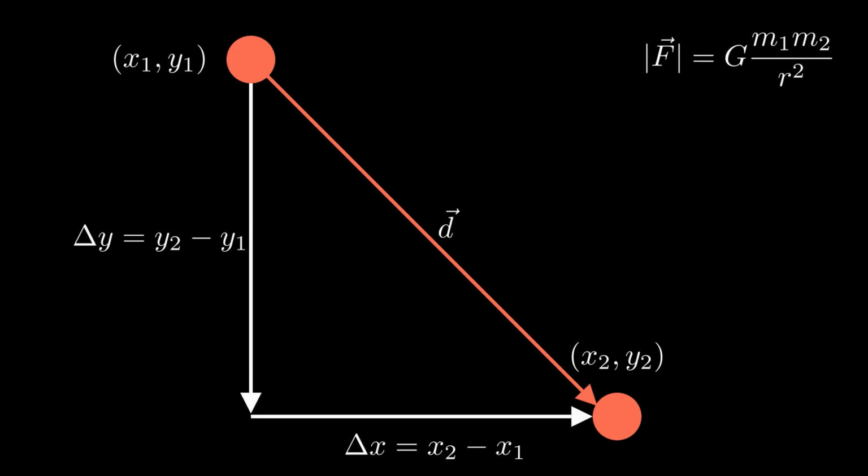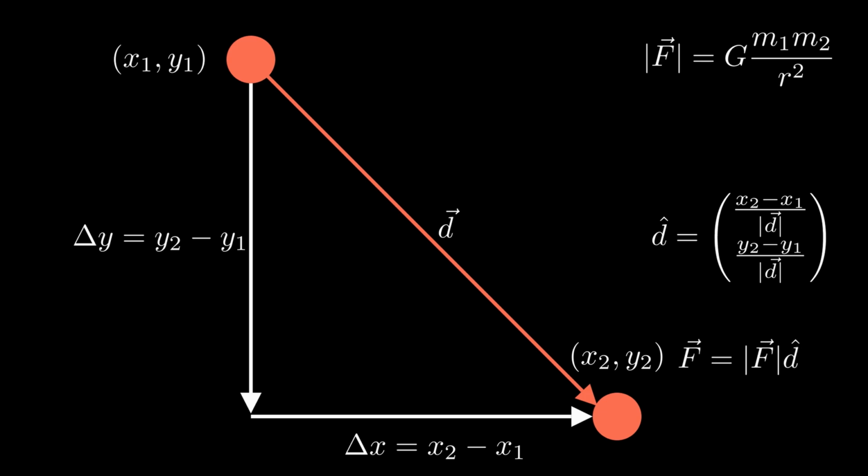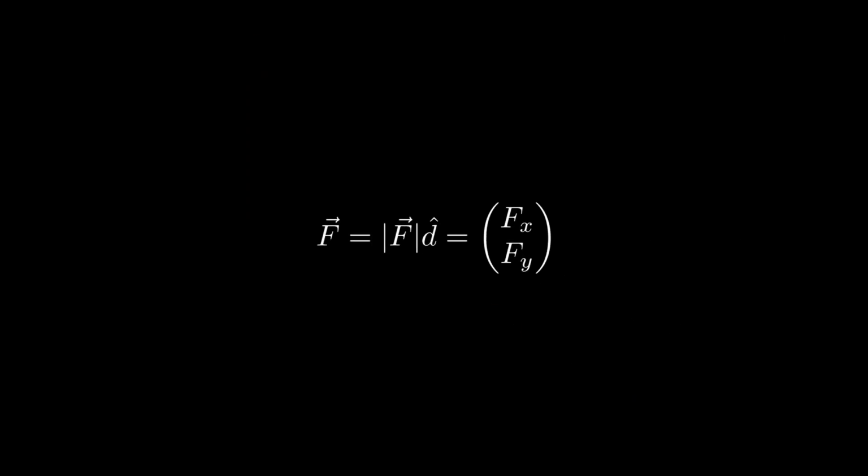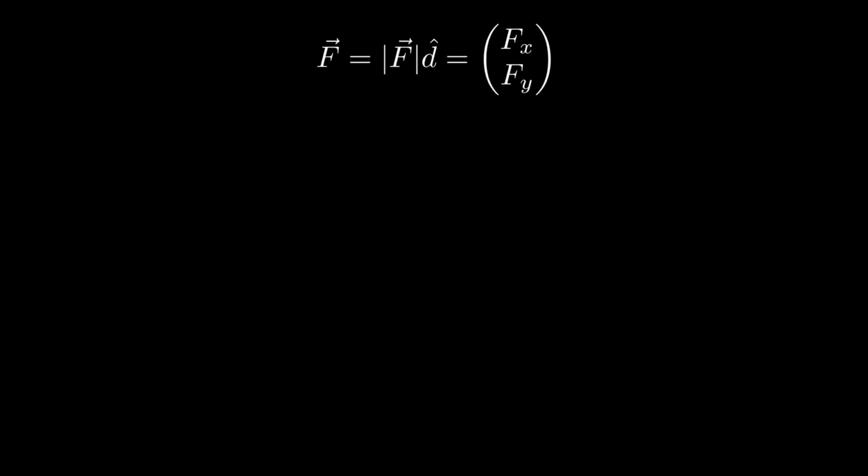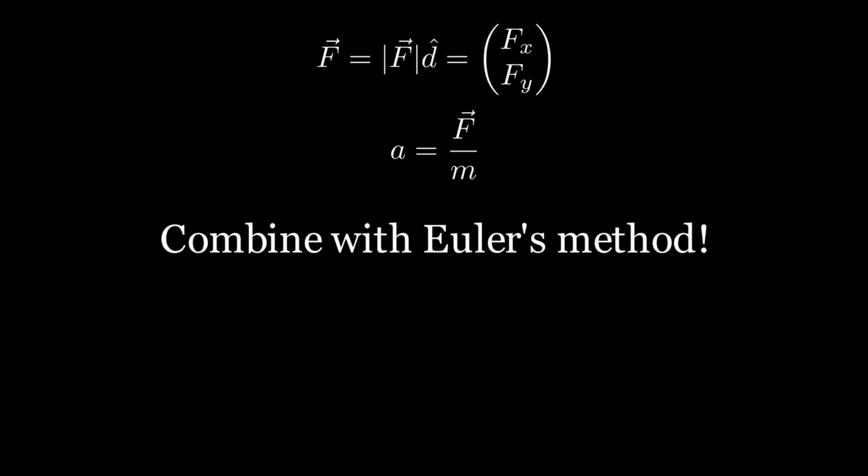Now, let's normalize our direction vector. This means to give it a magnitude of 1, and we'll use this d hat symbol to represent the normalized vector. We can now find the force vector acting on the body by combining the magnitude with the normalized direction vector. And here it is. This tells us the force acting on a body. The top row represents the x direction, and the bottom row represents the y direction. If we combine this equation with Newton's second law, we can create an algorithm for calculating the acceleration. Combine this with Euler's method and we can know how a body will move at any given moment of time.